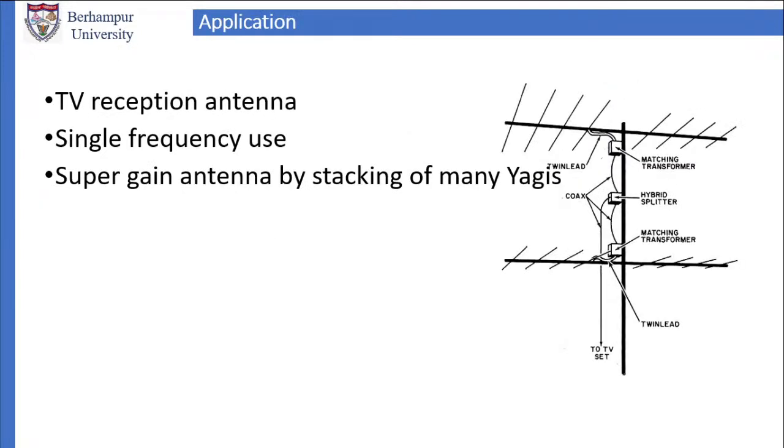The applications are mostly TV reception antennas, usually for single frequency use. We can also build super gain antennas by stacking many Yagis. You can see two Yagis in this picture, which is called a super gain antenna. So the gain will be much more than a single antenna. With this we come to the end of the Yagi antenna.